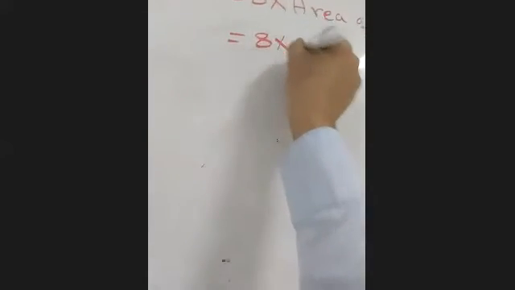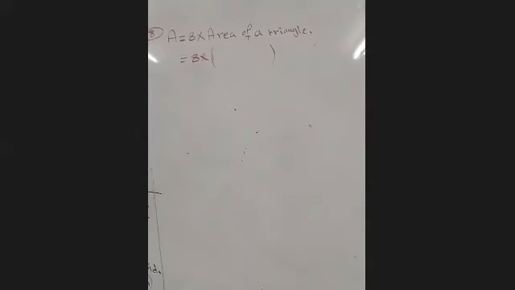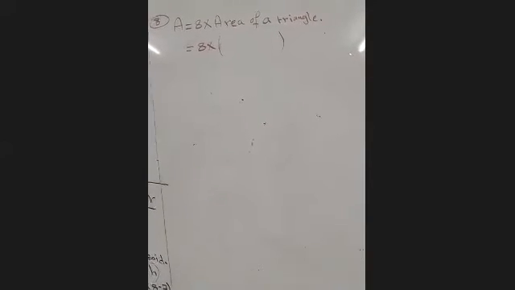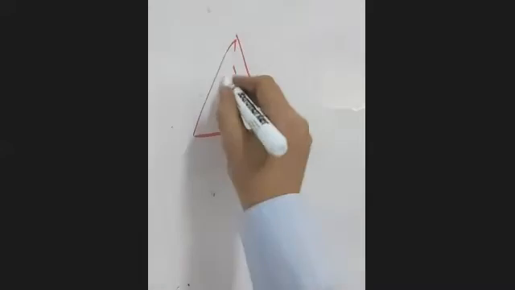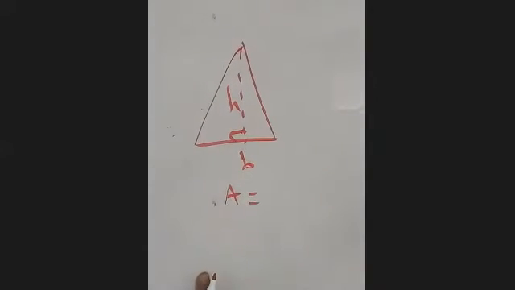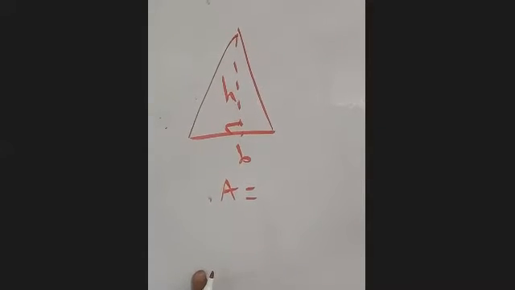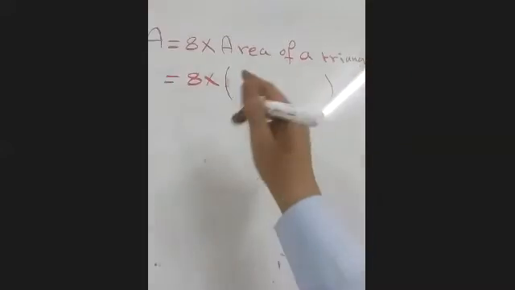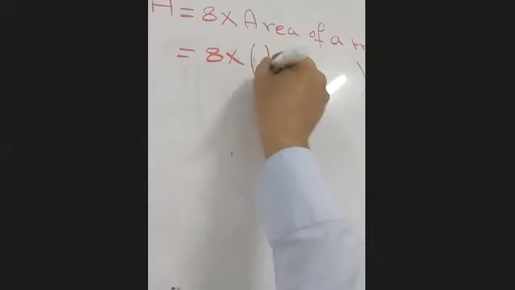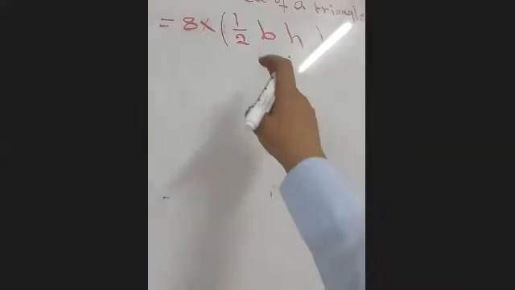Equal 8 multiply. Do you know the formula for the area of the triangle? Remember, we have a base and a height. The area of the triangle is A equals half BH. B is the base, H is the height.